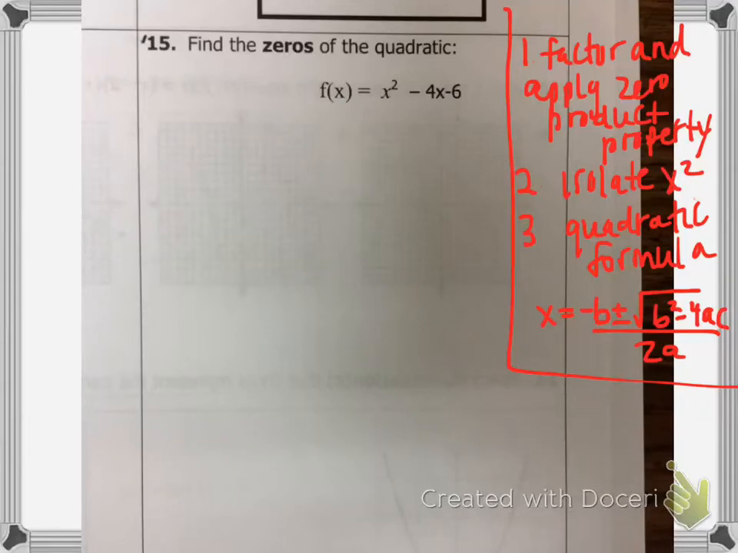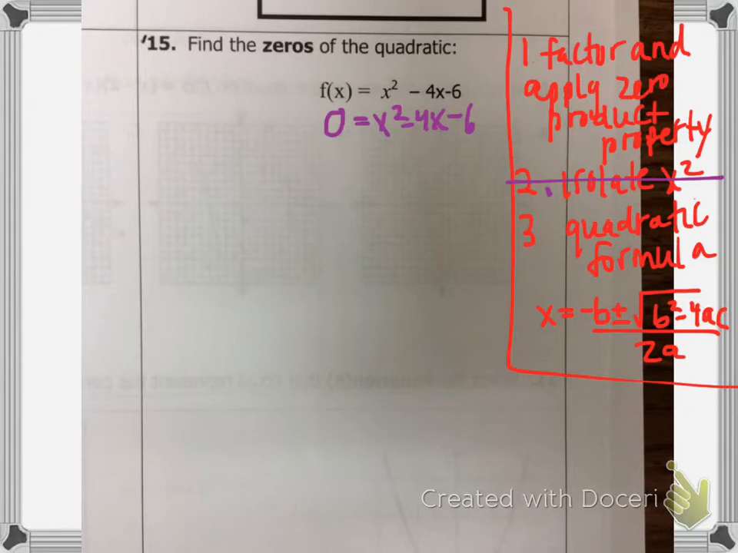Number 15, to find the zeros of the quadratic, we're really looking for the x-intercepts, and we know that the y-coordinate's always 0 if it crosses the x-axis, so the first step is to set this quadratic equal to 0. And then to solve algebraically, we have three options. We could try to factor and apply the zero product property. Isolate x squared method is another option. However, in this scenario with three terms, we can't use that method. And then quadratic formula always works.